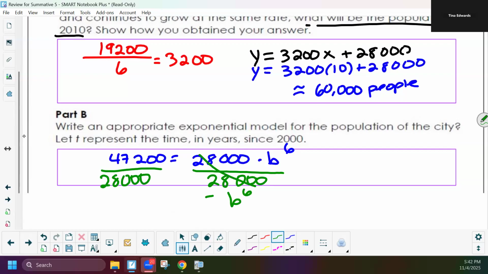B to the sixth power equals, looks like 1.686. And then the last thing I need to do is get rid of the sixth power. So really I need to take the sixth root of both sides. So go back to your calculator on this one. We want to find the sixth root.